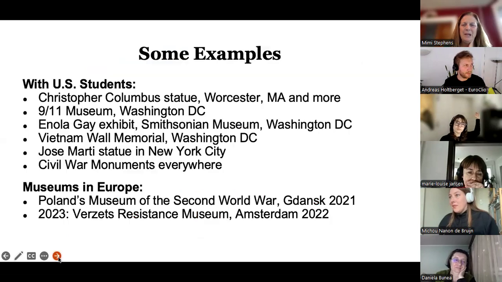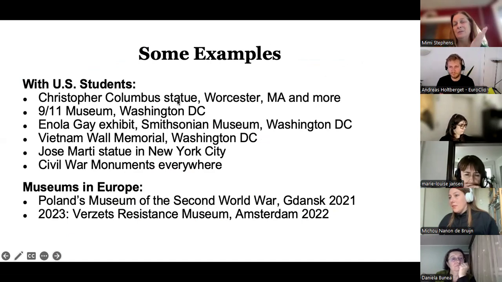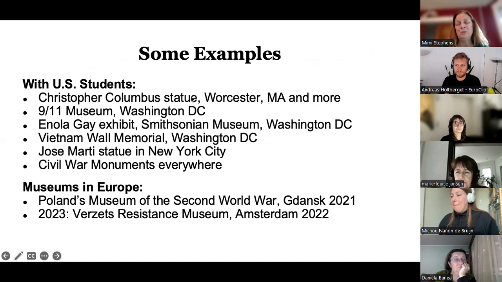Good. So when I share this in the States, the easiest one is Christopher Columbus statues. I live in Worcester, Massachusetts. We have a Christopher Columbus statue, but there are Christopher Columbus statues everywhere. There's the Jose Marti statue in New York City. If you're doing anything with Cuban history, you may know Jose Marti. His legacy is contested. Some people think he was fabulous and wonderful. Some don't.